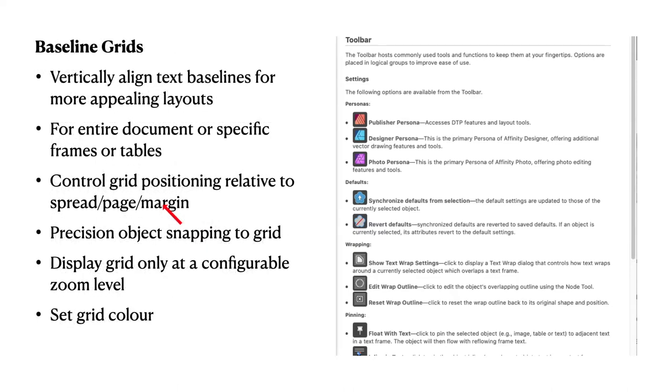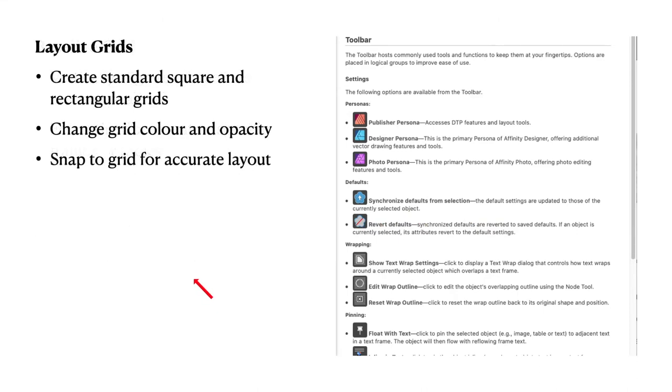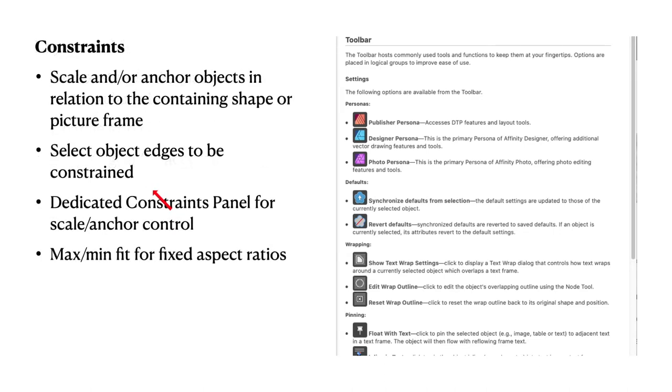Now, baseline grids are absolutely necessary for cartoon creation, as you might have seen in some other videos that I've got. And you can use them in entire documents or specific frames or tables. Baseline grids mean you can line your text up across a page. And various controls to hold that. And layout grids. You're probably familiar with grids already because grids exist in just about every piece of software around these days. You can change the color, snap to grid for accurate layout, and create standard square and rectangular grids. Very powerful tools. Great for lining up your documents.